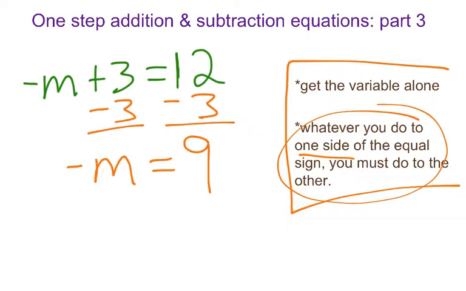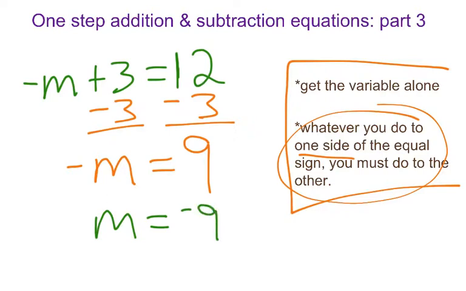Going back to that logic for now. Once you learn multiplication equations, it'll be a little bit easier. But for now, if negative m is positive 9, well, then the opposite of negative m, which is positive m, will be the opposite of positive 9, which is negative 9.